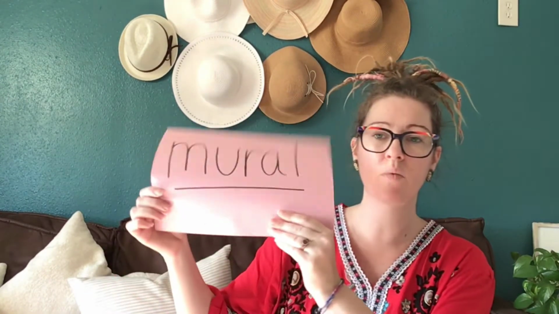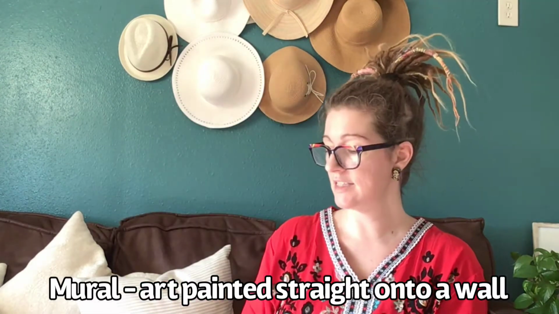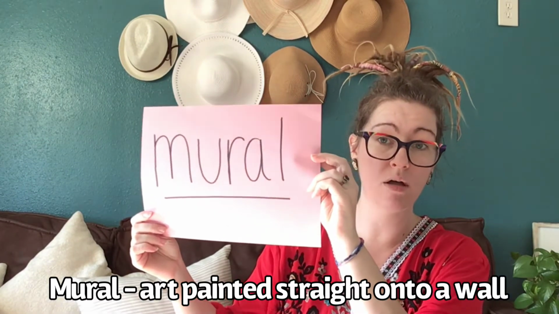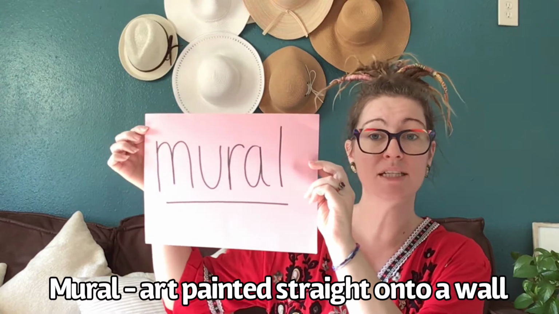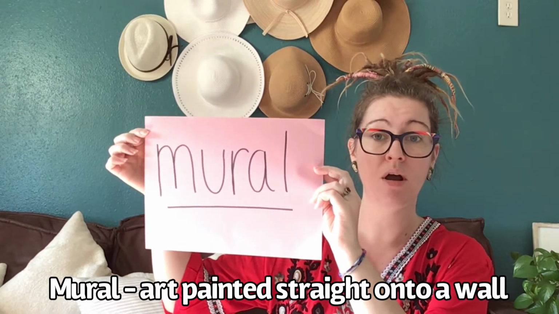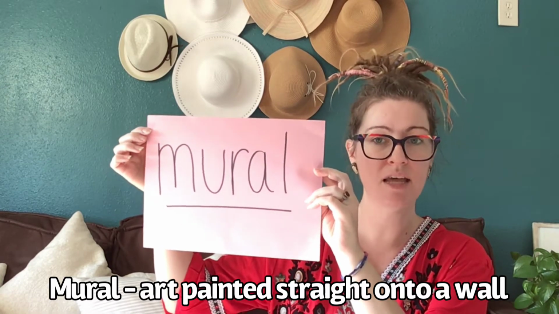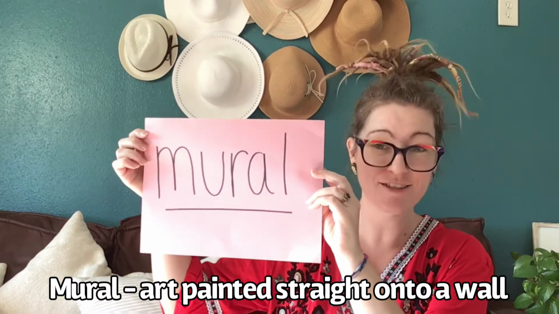First, let's remember what a mural is. A mural is a painting that is painted right onto a wall. It could be an outside wall or an inside wall. It could be on a business or on a government building, a school, or a home. So a mural is a painting that is painted straight onto, that's right, a wall.